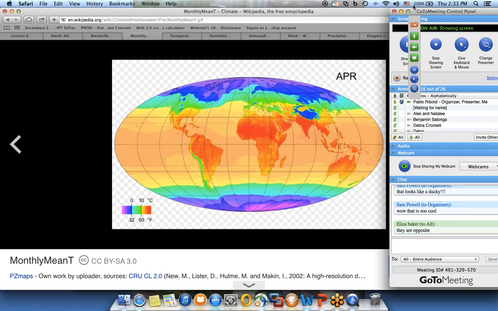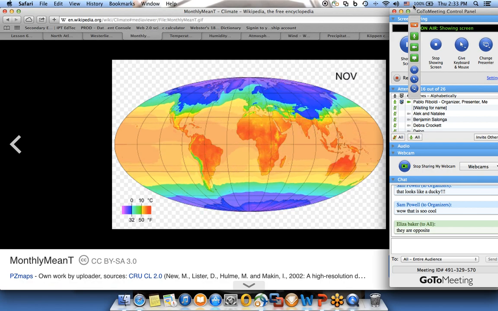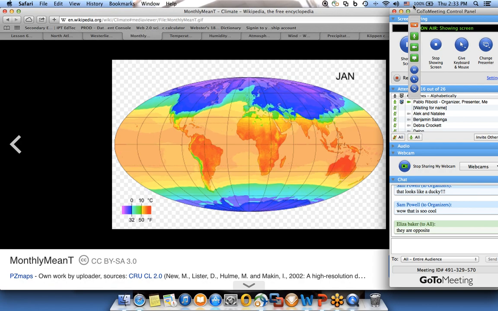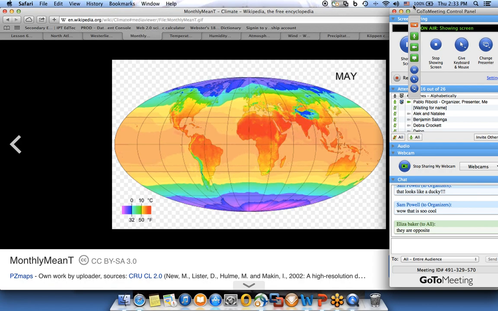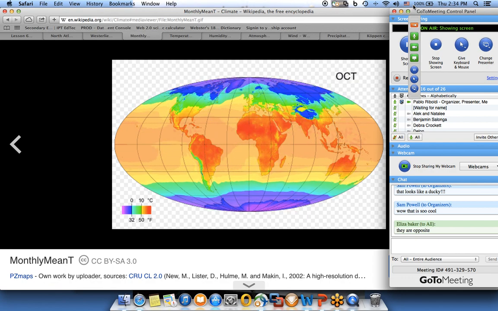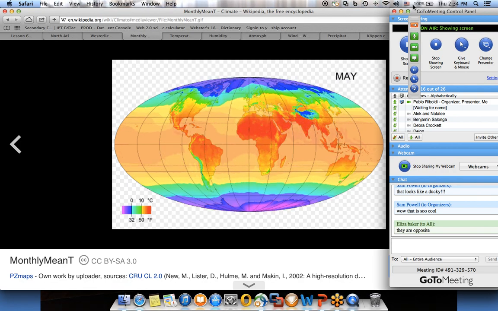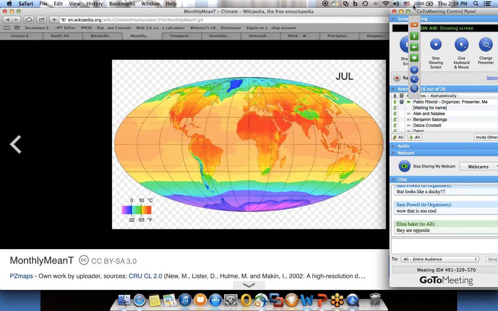Yeah, it's very, very cool. Certainly they are opposite, of course, and we talk about how when it's winter in the northern hemisphere, January, February, March, it is summer in the southern hemisphere. And that is because of the inclination of the axis, the tilt of rotation of the Earth.